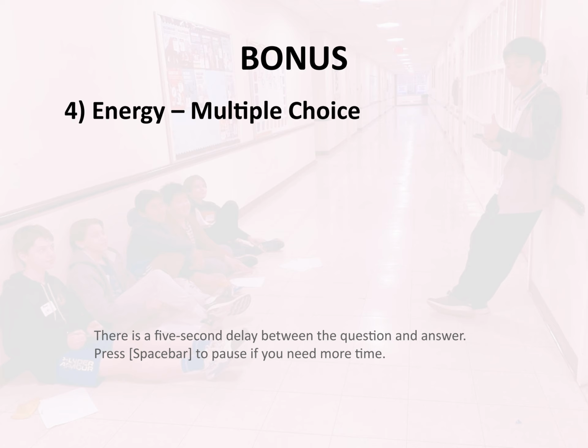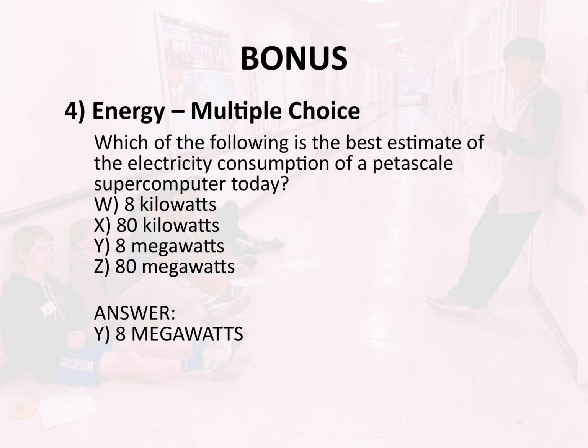Bonus 4. Energy, multiple choice. Which of the following is the best estimate of the electricity consumption of a petascale supercomputer today? W, 8 kilowatts. X, 80 kilowatts. Y, 8 megawatts. Z, 80 megawatts. Answer. Y, 8 megawatts.